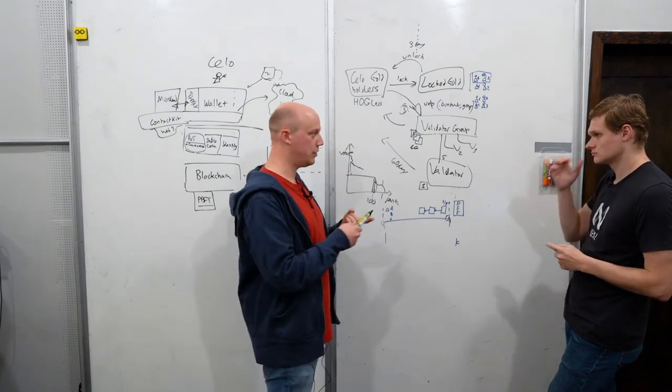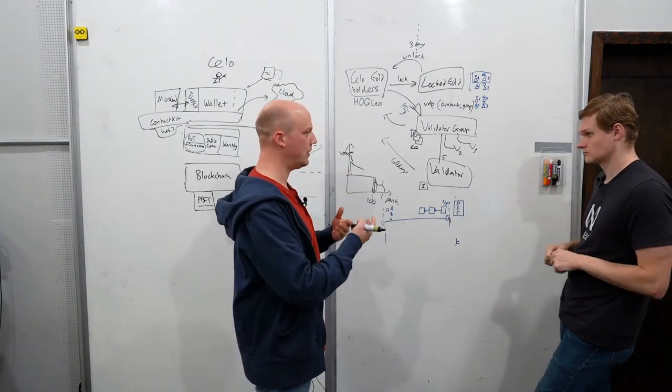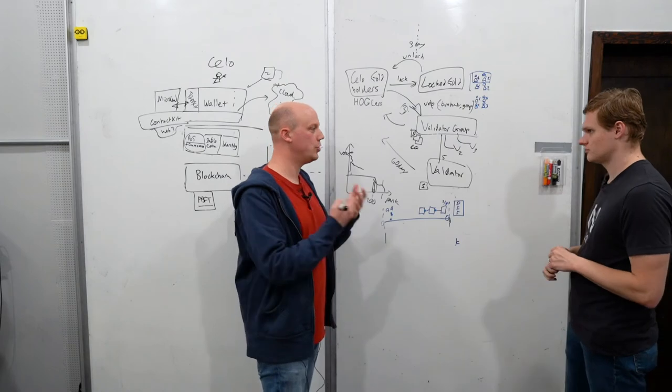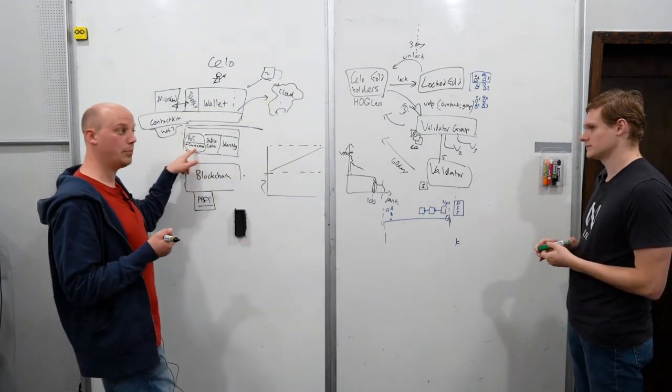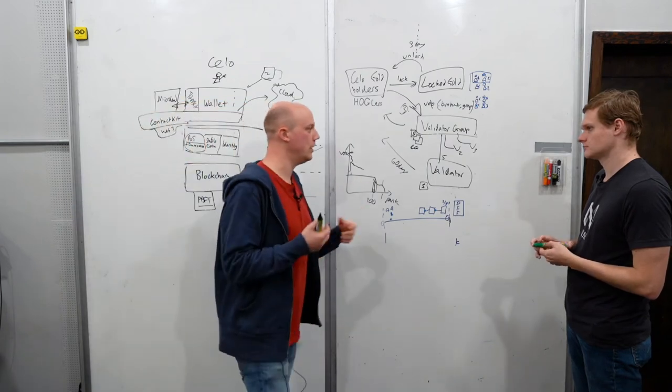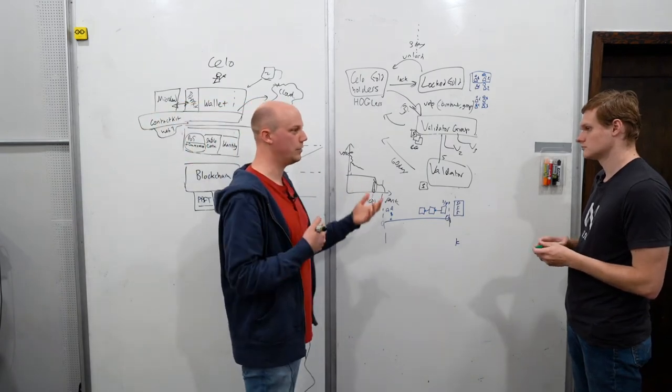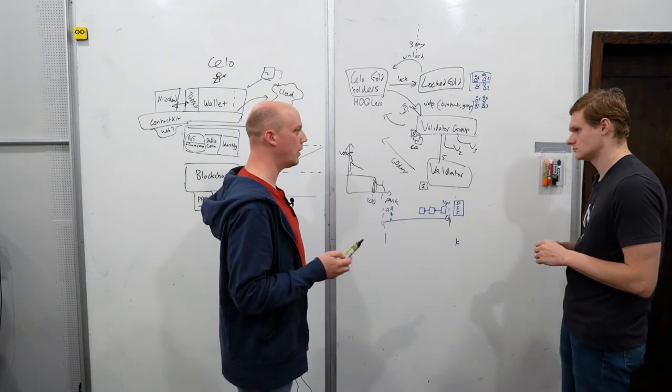So we have an infrastructure fund, which is basically for projects, which can be disbursed by a governance proposal. So Celo gold holders can vote to give a certain amount of money to developers or to people who are otherwise improving the network.